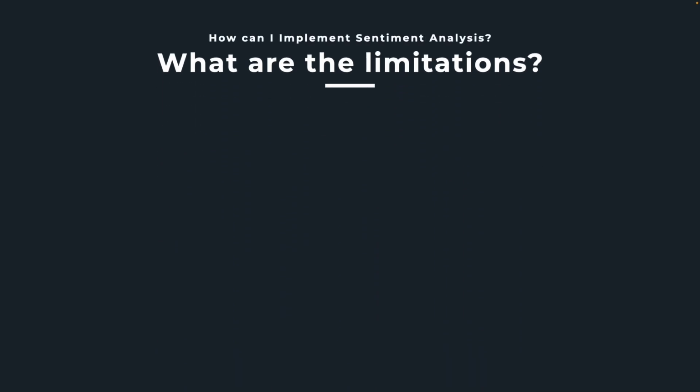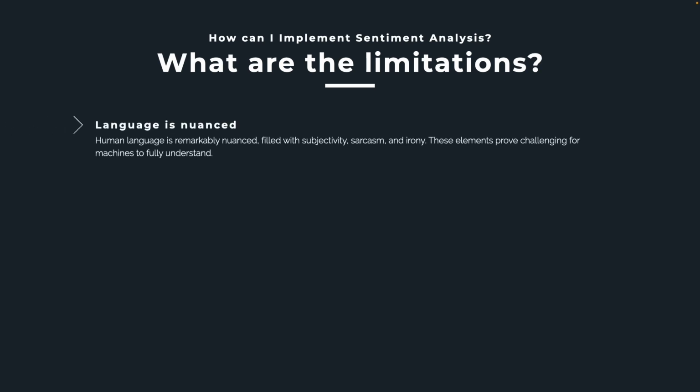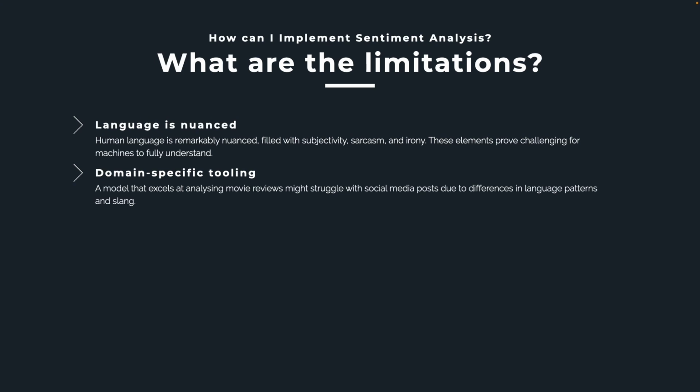Finally, we're going to take a look at some of the limitations of sentiment analysis. Firstly, language is nuanced, and machines find it particularly difficult to understand things like sarcasm and irony, so you're not always going to get perfect results. A lot of the tooling is domain specific, so ensure that you're using the tools that match your particular use case well. And finally, a lot of the data that is used in sentiment analysis can have inherent biases, so this can often lead to skewed results.